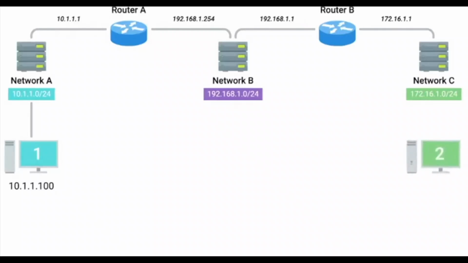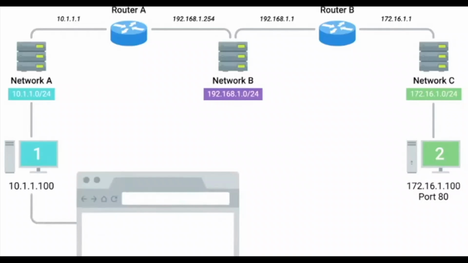Now, let's put another computer on one of our other networks. This one is a server in a data center. It'll act as our server in this scenario, and we'll refer to it as computer 2. It's part of network C and has been assigned an IP address of 172.16.1.100 and has a web server listening on port 80. An end user sitting at computer 1 opens up a web browser and enters 172.16.1.100 into the address bar.